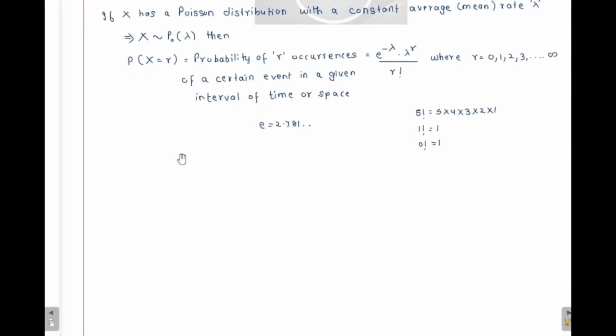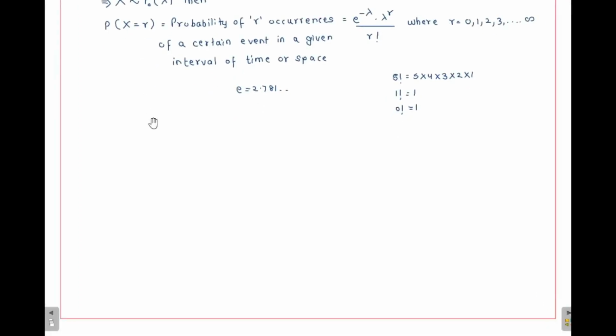Now let's try to understand certain points about the Poisson distribution. For the Poisson distribution, we need to remember certain points. The first point is that the Poisson distribution has only one parameter. And what is that parameter?